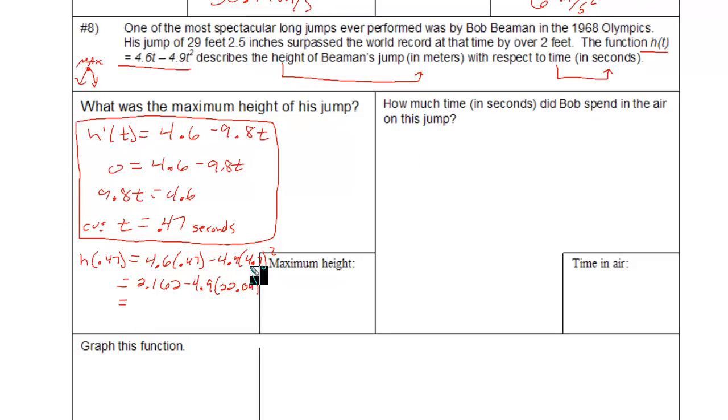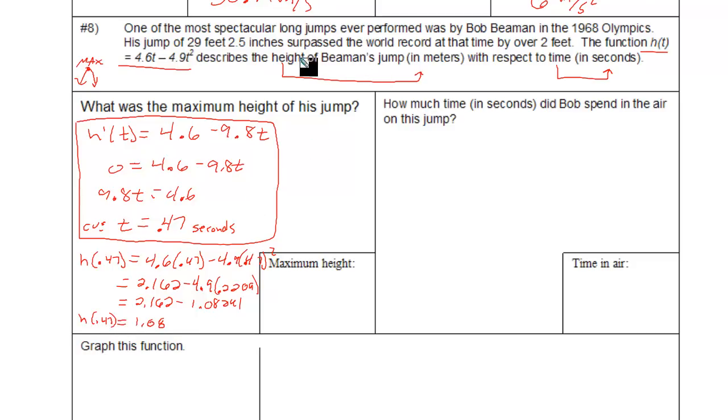Made a mistake here. I wrote 4.7, but it's supposed to be 0.47. Which makes this 0.2209, which changes this dramatically. So we get 2.162 minus 1.08241. Which gives us 1.08 approximately.